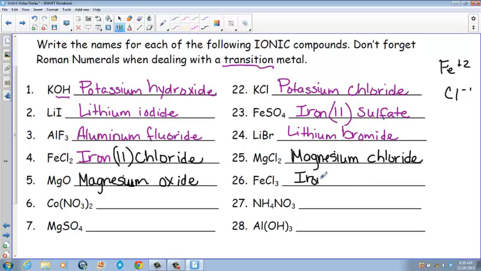Iron. And here's another trick. You can look at the subscript on the metal below it to tell you which one it is, because this 3 would actually come back up and tell me the charge. Okay, you can reverse it to tell you what the charge is. So you have iron(III) chloride.